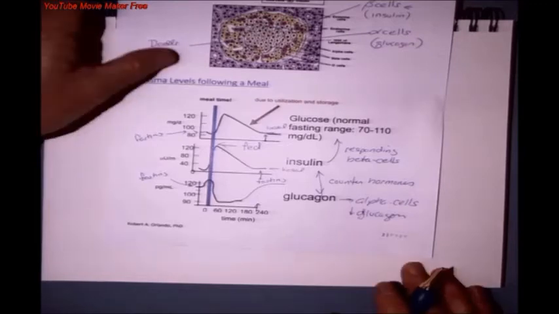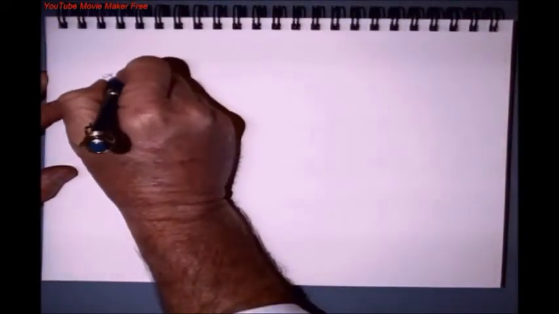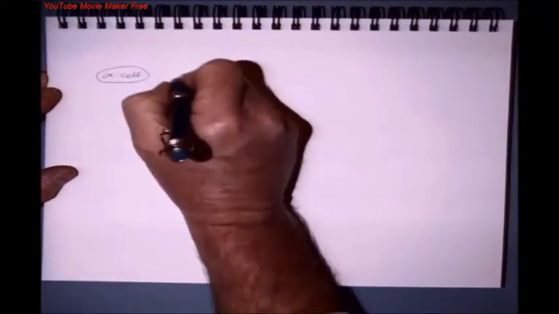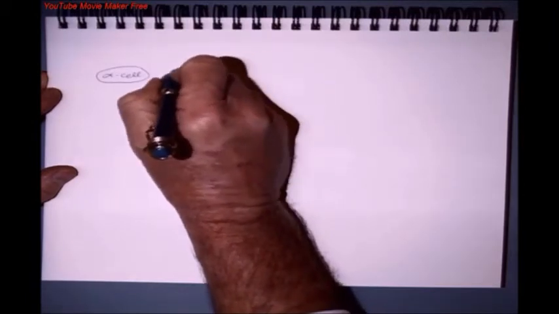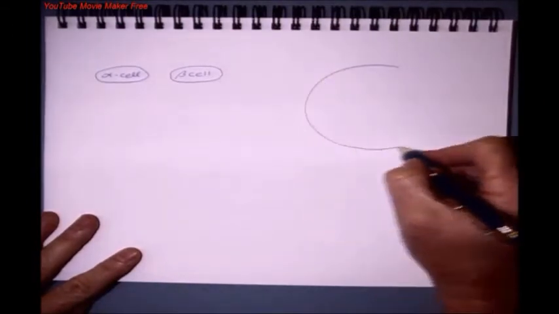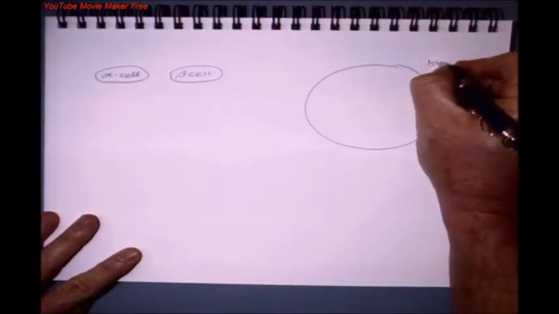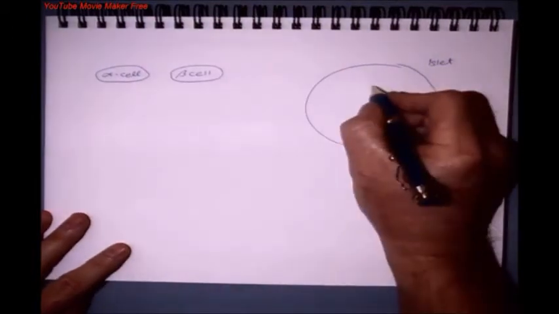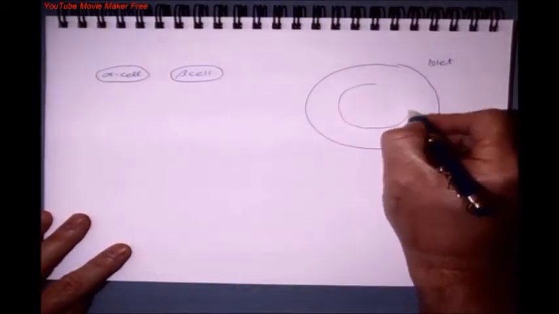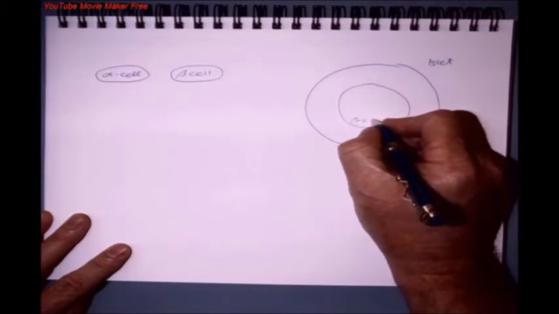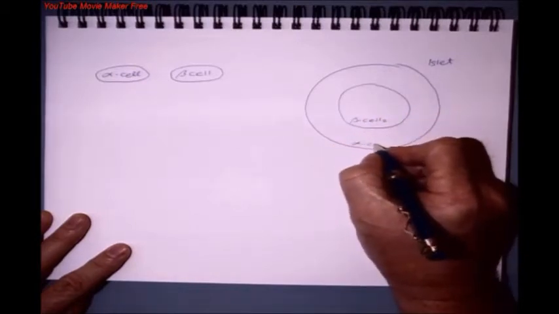So now, how does this work? Well, let's look at an alpha cell and a beta cell. These are physically linked because of the circulation. Now, if we draw an islet of Langerhans, we would see the beta cells in the center and the alpha cells in the periphery.